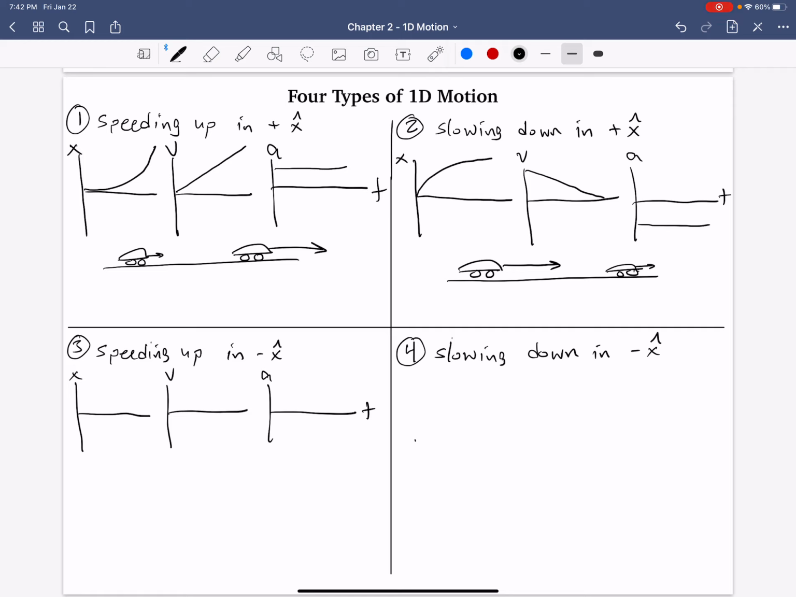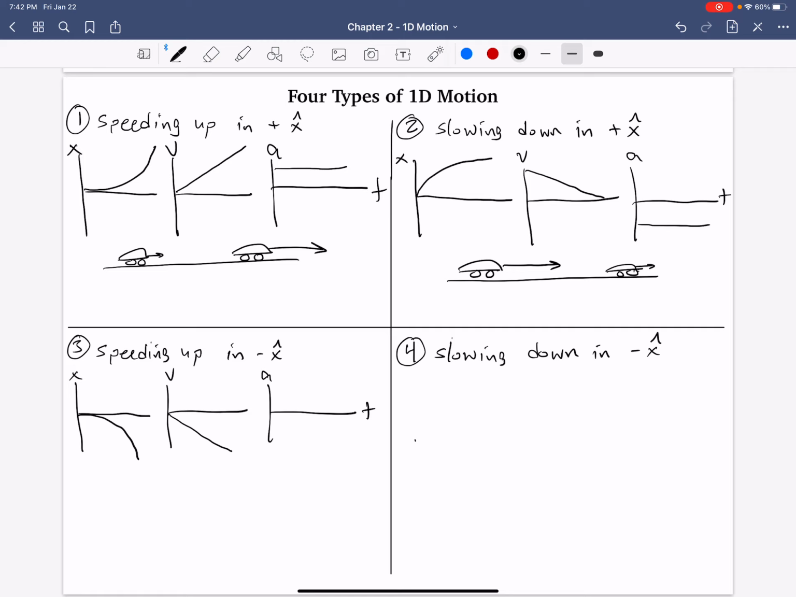So going from 0 and increasing in magnitude, but in the negative direction. So that means that I start out with a slope of 0, and I end with a very large negative slope, like that. And so to plot the velocity versus time, we start at 0, and we have to end at a negative value for v.